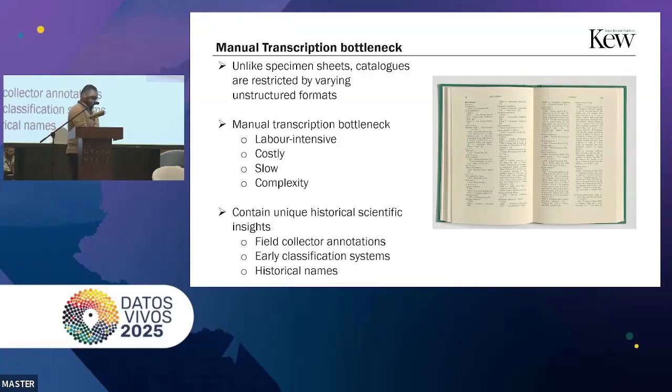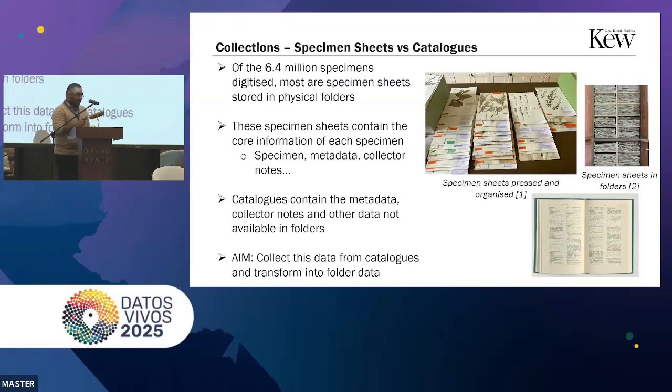However, within the 6.4 million specimens that have been digitized, most of them are herbarium sheets that are stored in physical photos, as you can see in the image, and they contain both the specimens as well as the information such as the specimen, the metadata, collectors, and everything. They're easy to read, so they have standardized workflows to be digitized.